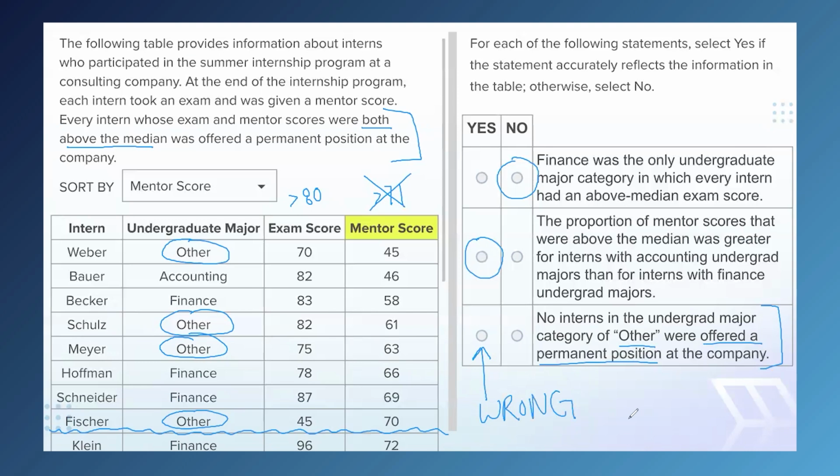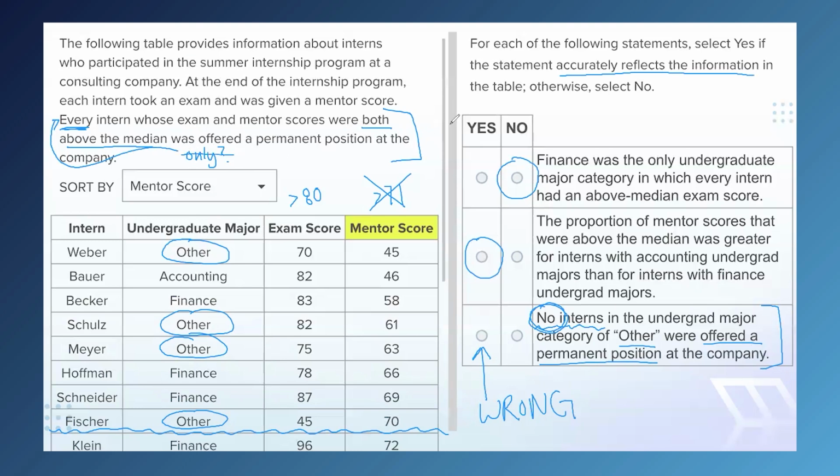Well, let's remember what we're doing. We're evaluating whether these statements are definitively true. So we are bringing data sufficiency and critical reasoning logic to bear here. And in data sufficiency or critical reasoning, must be true is a high threshold to cross, especially when we have strong language like no interns, 0 interns. So let's pause for a second. We know that every intern who scored above the median in both dimensions was offered a permanent position at the company. Do we know that only those interns were offered a permanent position at the company?